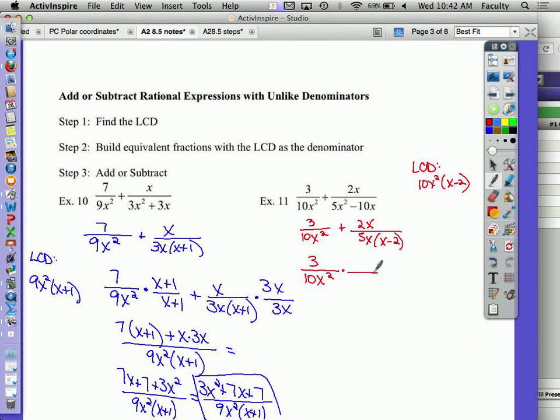X plus 1? There's no x plus 1 in the LCD. Are you on the same one we are? We're over here. Like I have the 10x squared. What's the only thing missing now? X minus 2. Yeah, there you go. I think you were looking at the other example.